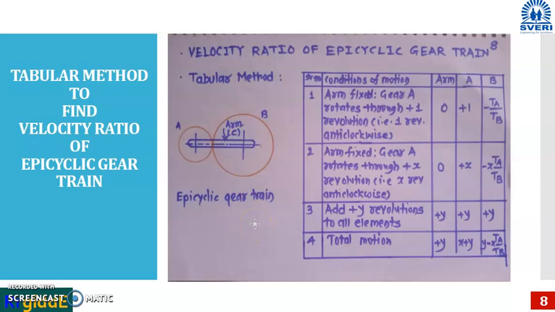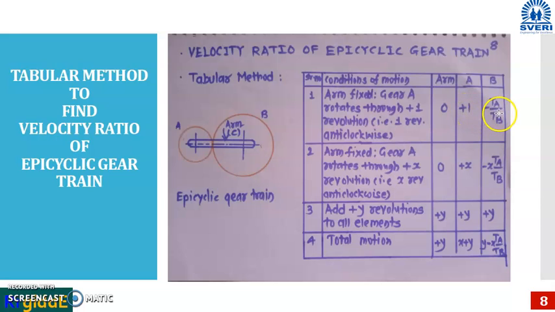This is called an epicyclic gear train. Now in this method there are 4 steps. With respect to the first step, we need to fix this arm. Arm is fixed and gear A rotates through plus 1 revolution, that is 1 revolution in anti-clockwise direction. So therefore revolution of arm will be 0. When arm is fixed, gear A is rotated through plus 1 revolution.